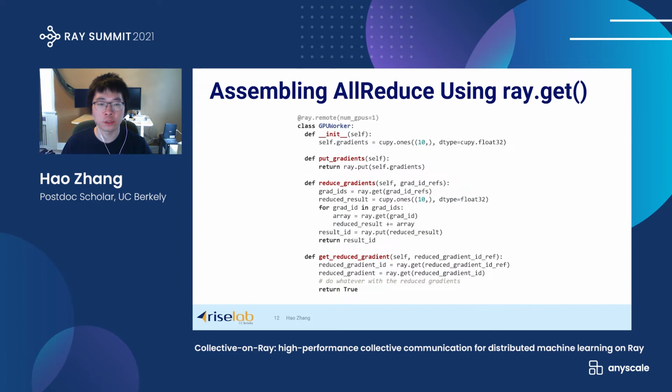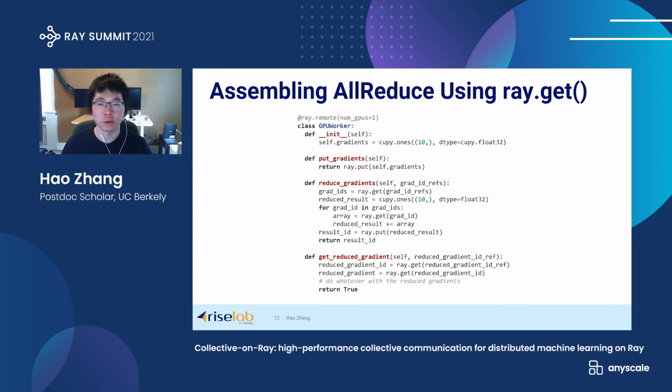Here, we have introduced 3 new methods. The put gradient method simply puts a gradient array into Ray's object store. The reduce gradients method does 3 steps. First, it pulls other gradients based on the remote references. Second, it performs gradient reduction. And third, it puts the reduced gradients back to the object store. The last method, the get reduced gradient method, tries to pull the reduced results using its object reference.